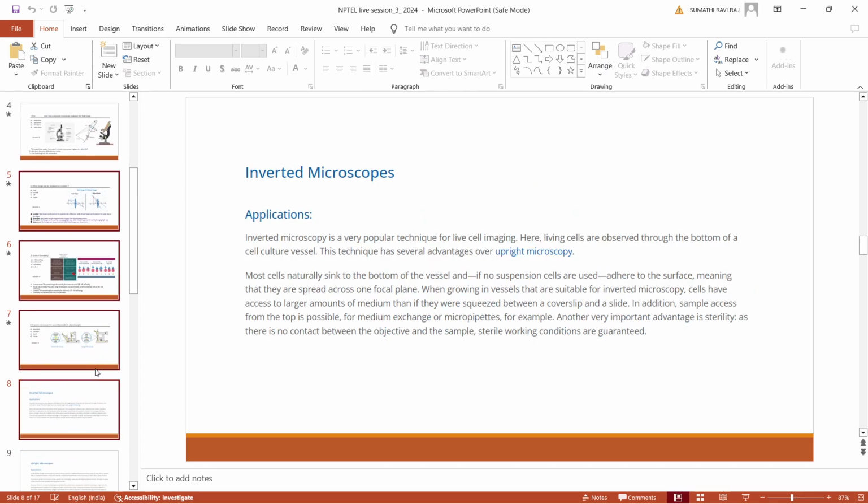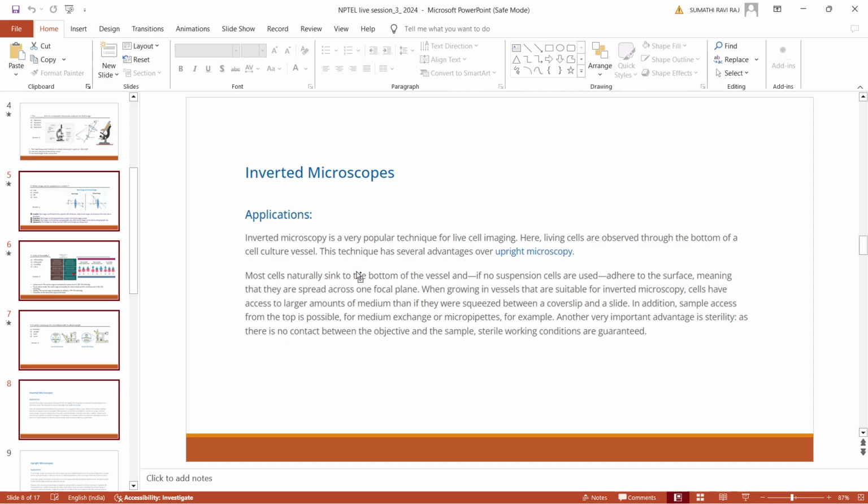if you want to know more about inverted microscopes and upright microscopes, you can go through the slides. I'll just read a couple of lines. Inverted is very popular with live cell imaging, and here you can observe the cells via the bottom of the cell culture vessel, but there are also advantages over the upright microscope.